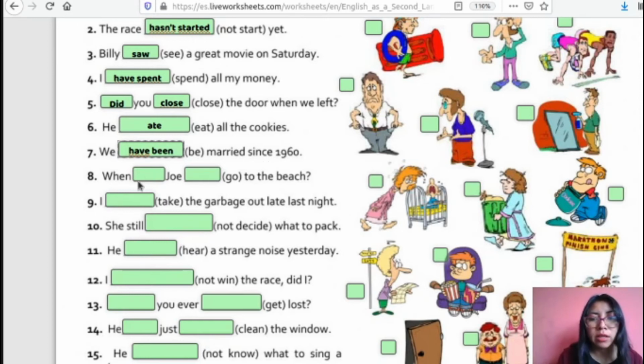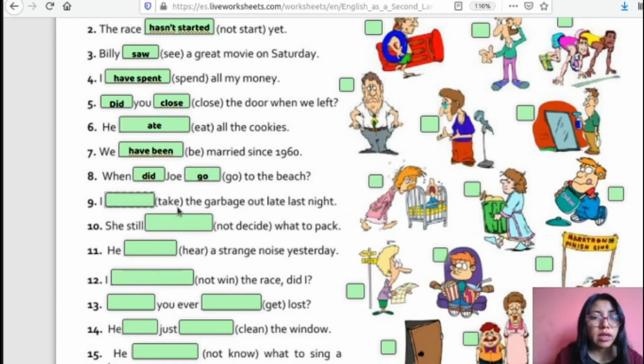Okay, pay attention. When Joe goes to the beach, in this case I am going to use past simple because that is a finished action. When did Joe go to the beach? Okay, that is a completed action in the past.